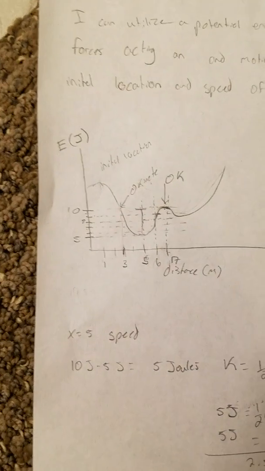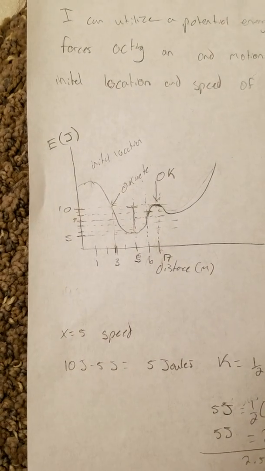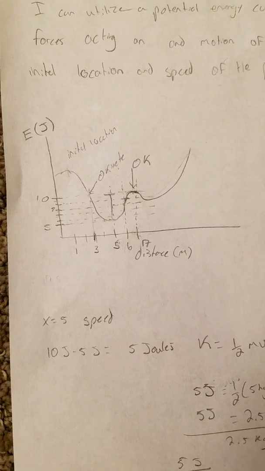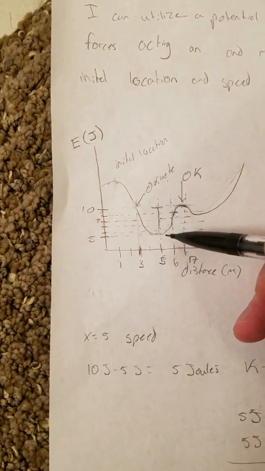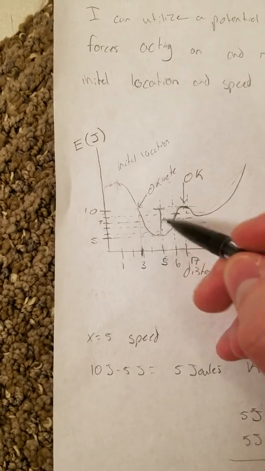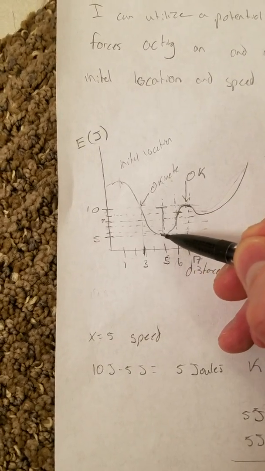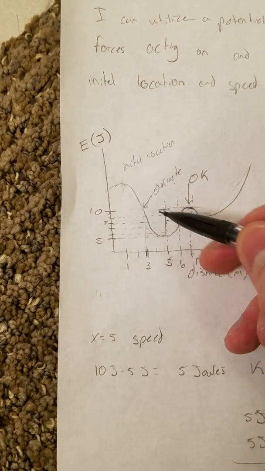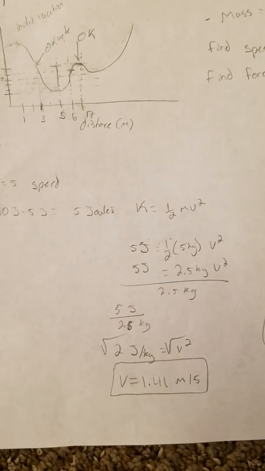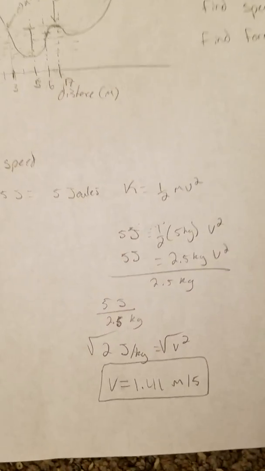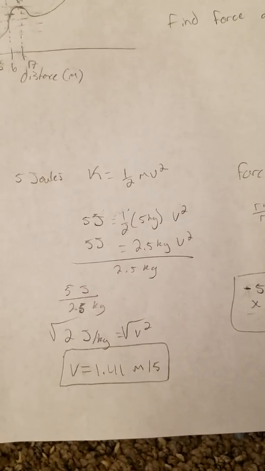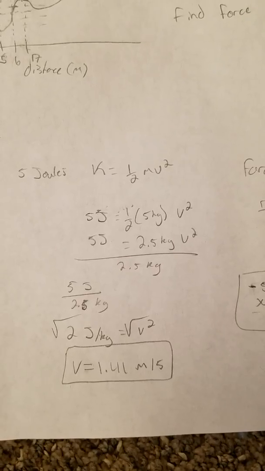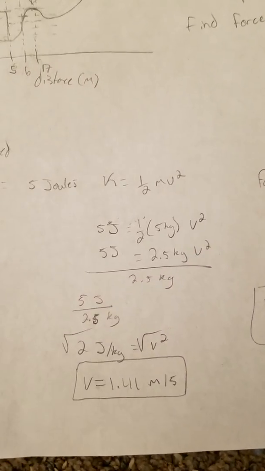So we want to know the speed of the object at x equals 5. We're just evaluating from here to here. Right here at the bottom of this well, this little canyon, is 5 joules, and then the top is 10 joules. So 10 minus 5 is 5. And we go over here to kinetic energy. K equals 1/2 mv squared. Doing a little rearranging and solving, we find that the velocity is 1.41 meters per second at the bottom of the hill.